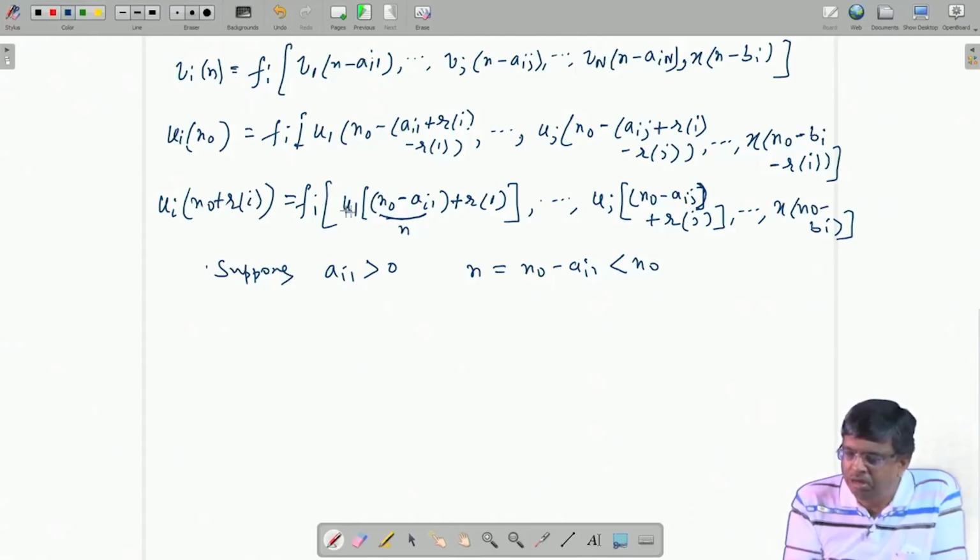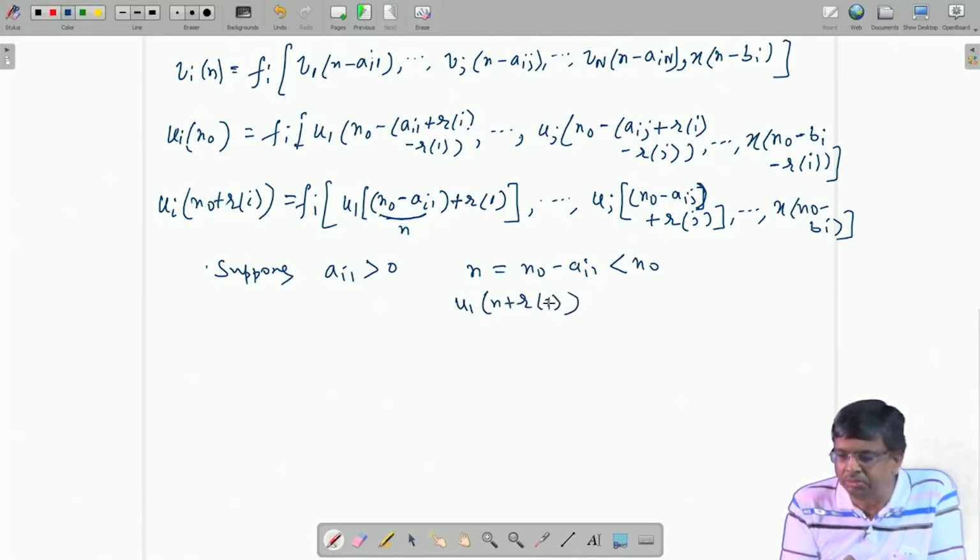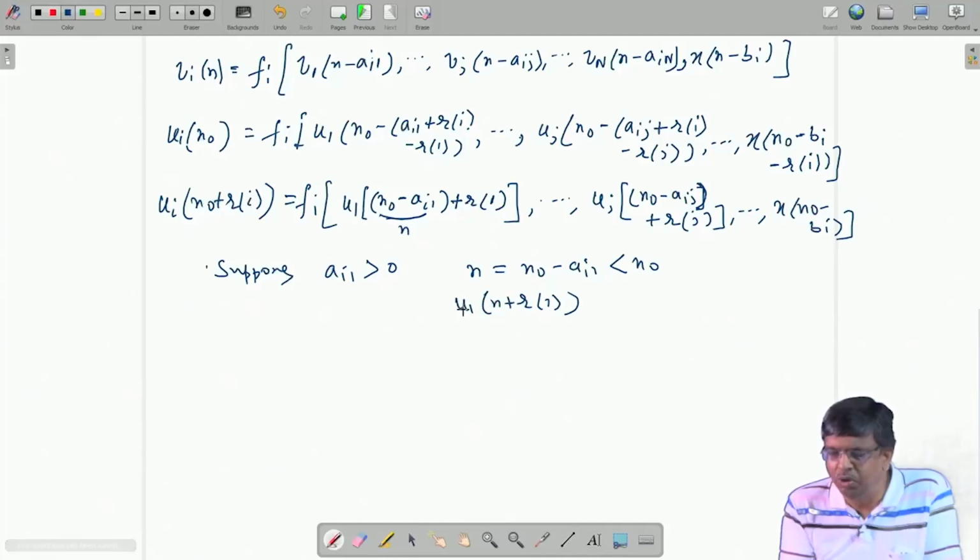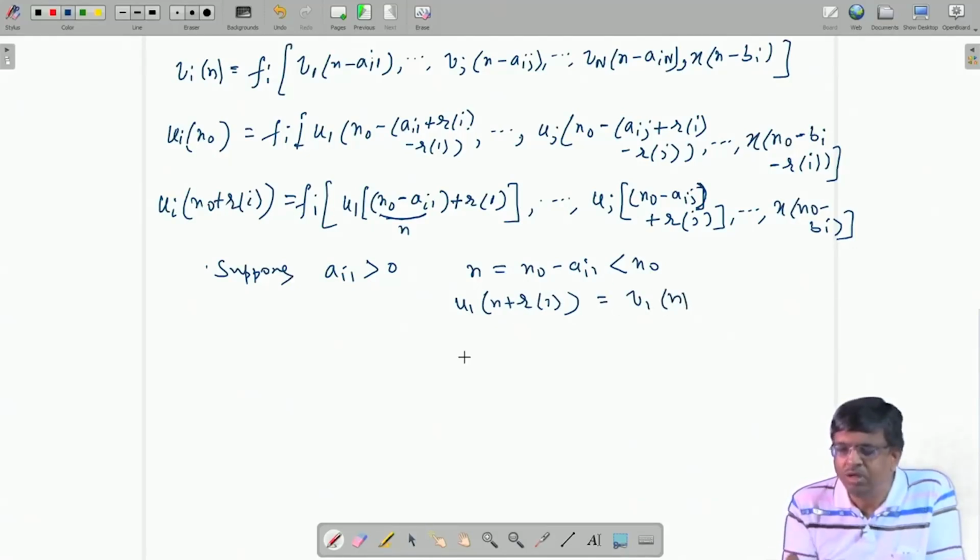So, I have got u1 n plus r1 by my induction assumption. For any n less than n naught, the relation is valid, that is u1 n plus r1, that is if the u output, node 1 output after retiming is advanced by r1, this will be same as original v1 at that index n. This is what we are trying to prove. Our assumption was that this is true for all n less than n naught, that is up to n naught minus 1, n naught minus 2, n naught minus 3, and so on, but not at n naught.